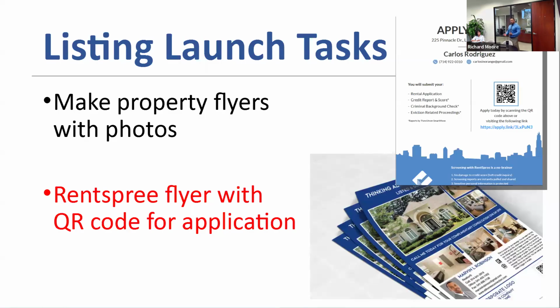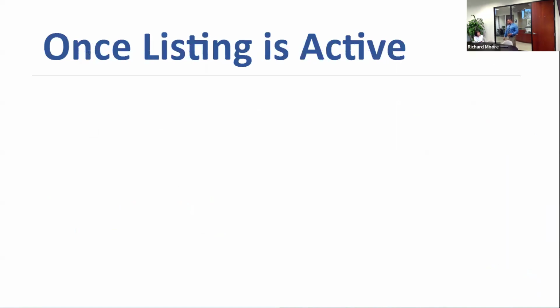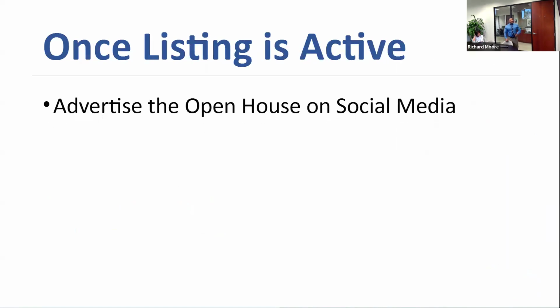So when I have an open house or people come by to look at the property, they take the flyer because it has information about the property, it has pictures, and it has my contact information. But also, if they say, hey, how do I apply? Just scan the QR code on the back of the flyer, and it takes them to the Rent Spree application link. It's pretty cool, right? Any questions on that?